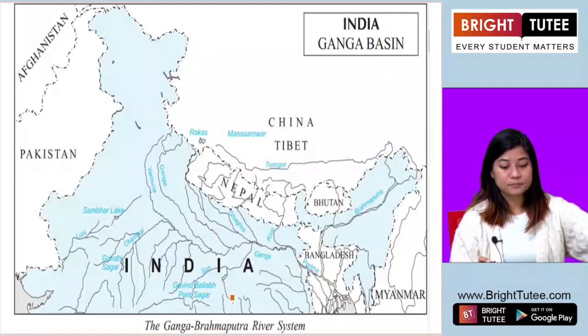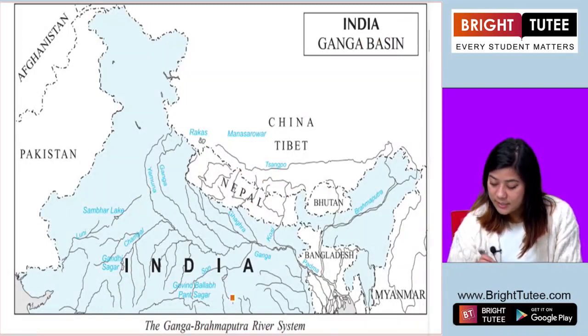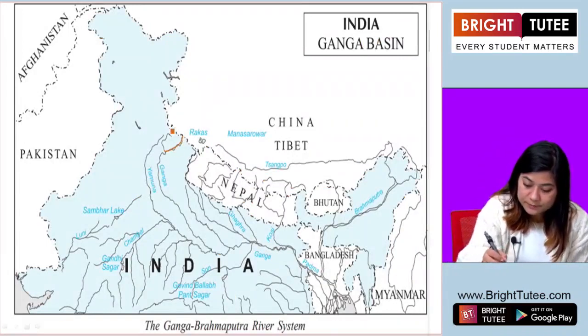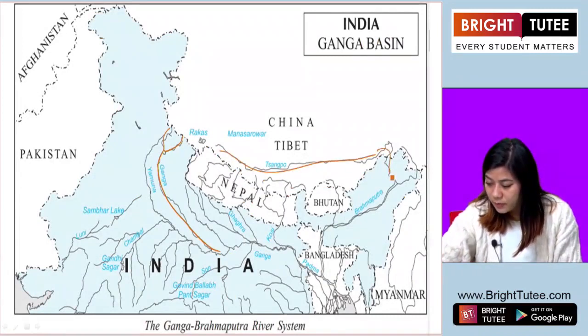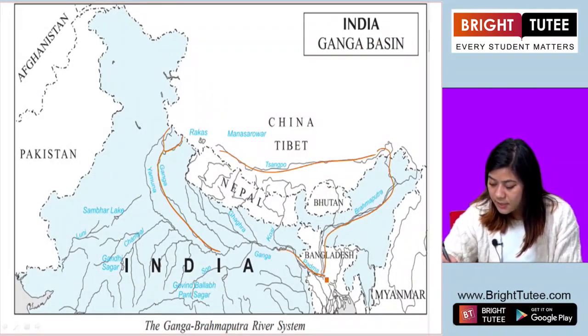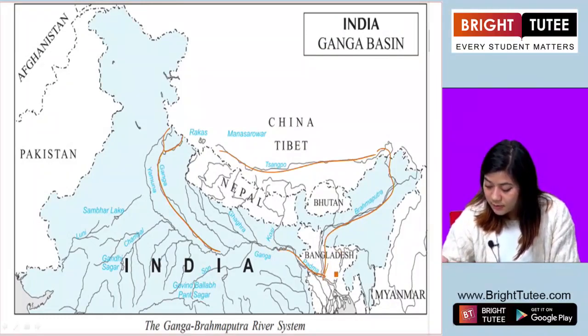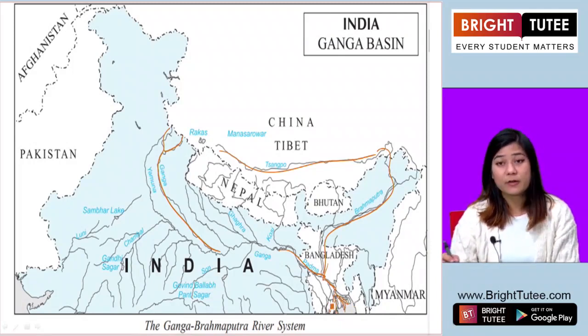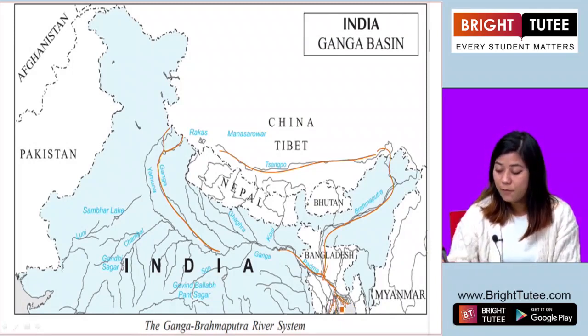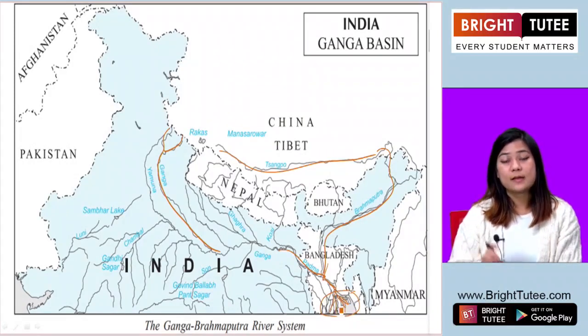Alright. So here you can see the Ganga river and then you can also see the Brahmaputra river and then they meet in Bangladesh, become Padma, and then again it meets the Meghna river and then it drains into the Bay of Bengal through various channels and forms the Sundarbans. So this delta formed by the Ganga Brahmaputra river is called the Sundarbans Delta.